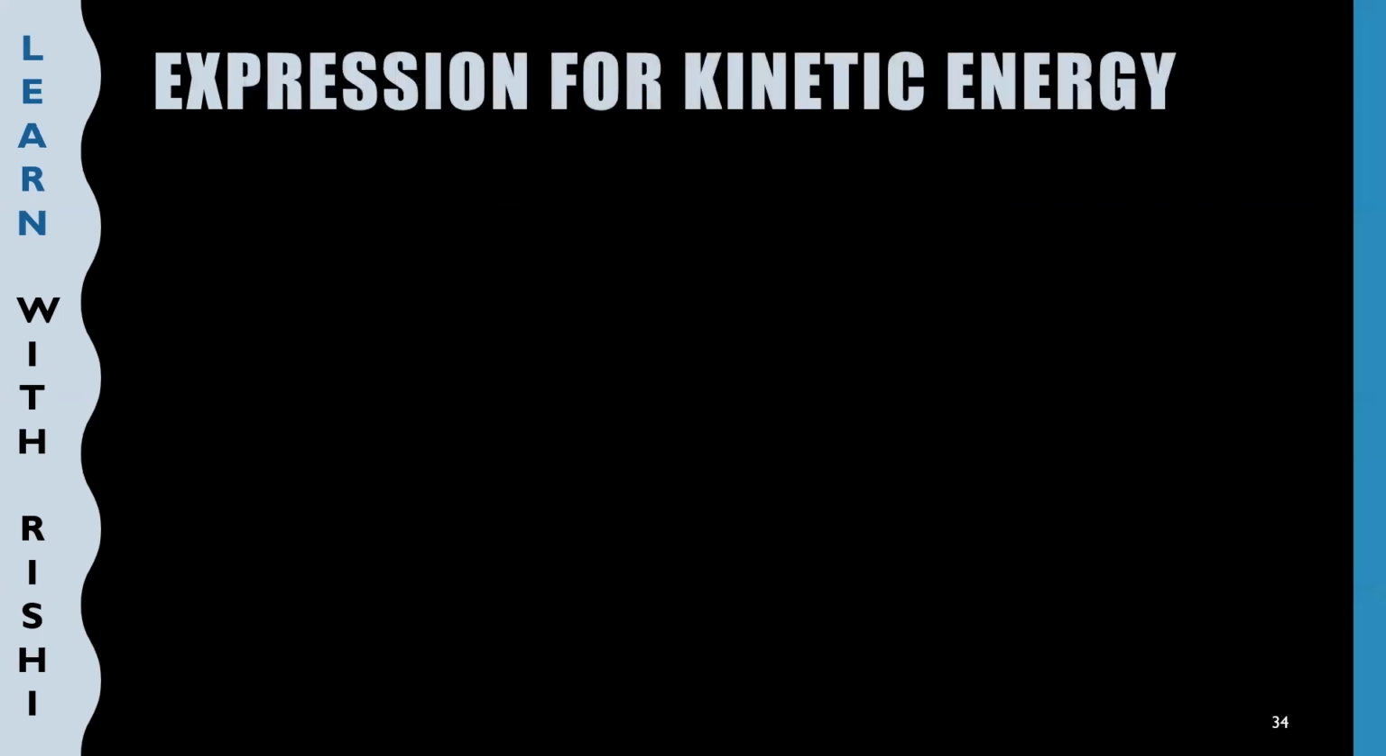Expression for kinetic energy. Now we are going to derive the expression for kinetic energy. There is a formula for kinetic energy. As I said, kinetic energy depends on two things: the mass of the object and the velocity of the object. So we are going to derive the relationship, the expression, for finding kinetic energy. So here first we'll be writing the description. We'll write the first point as: consider a stationary object.